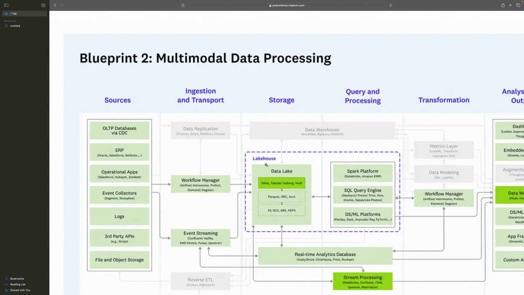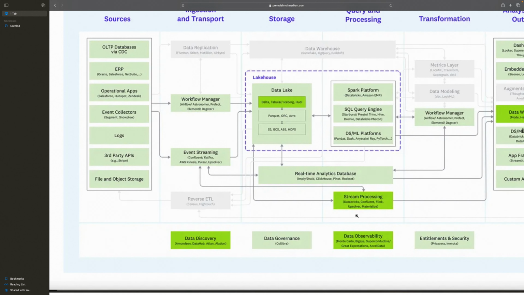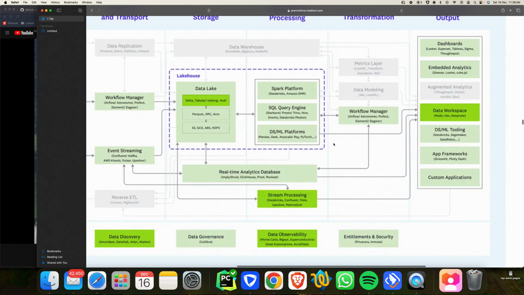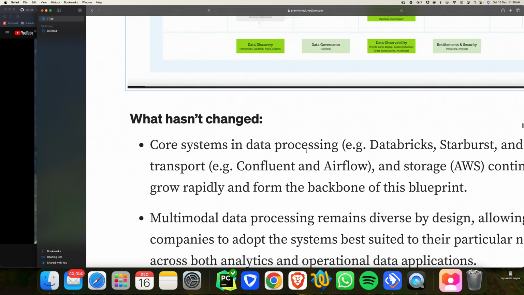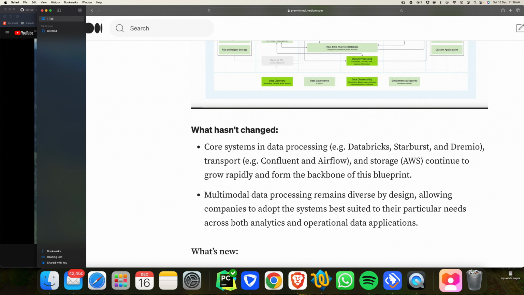So multi-model data processing: ingestion layer, workflow manager, Airflow, event streaming, then data lakes. So Delta, Iceberg, Hudi are new players, data streaming, Databricks, Confluent, Flink, data discovery, data observability. Core systems in data processing: Databricks, Starburst, Dremio, transport is Confluent and Airflow.